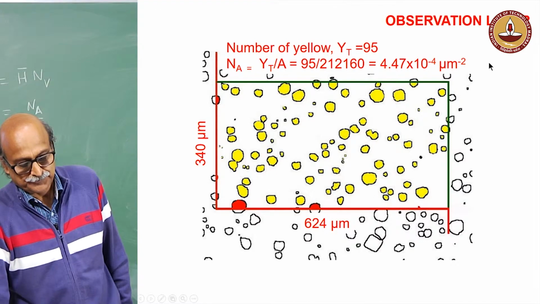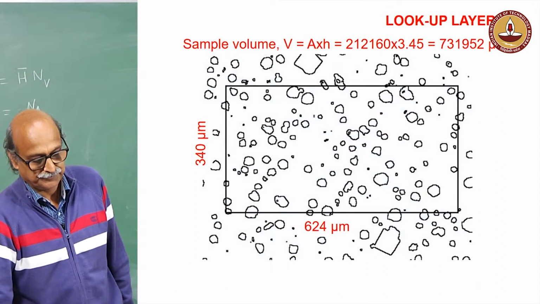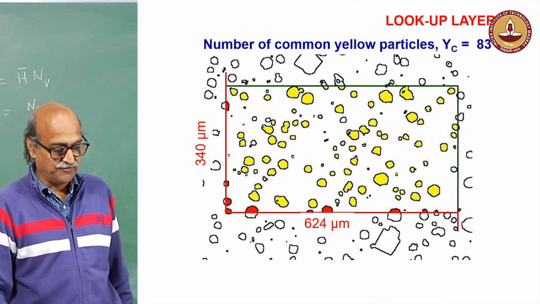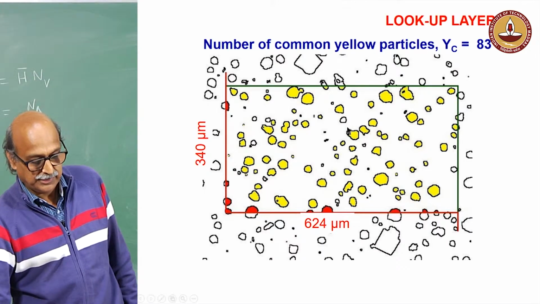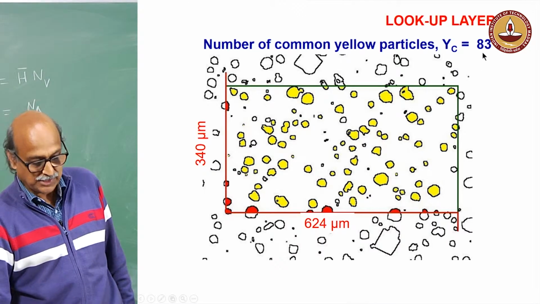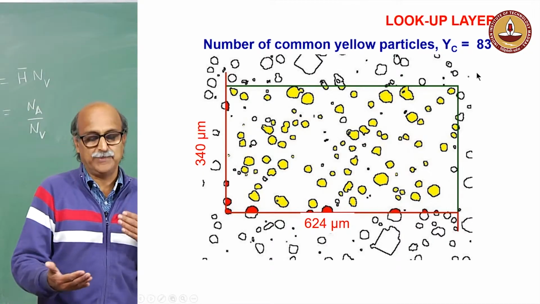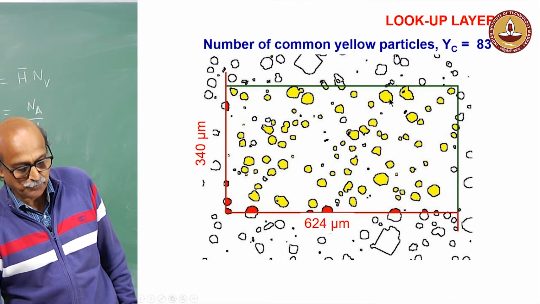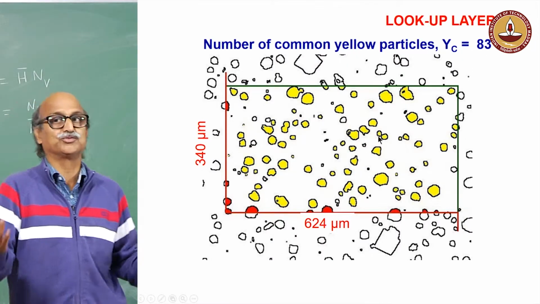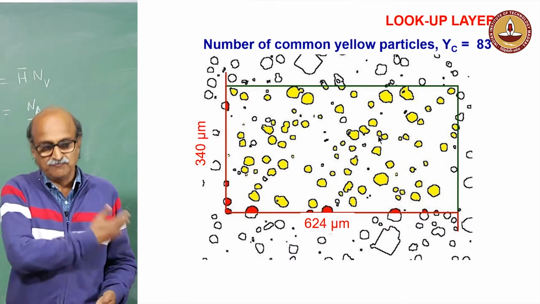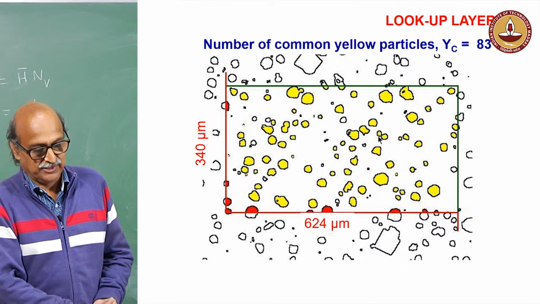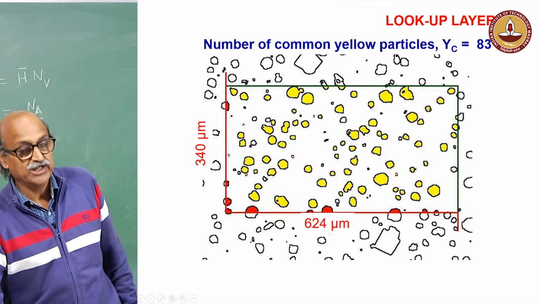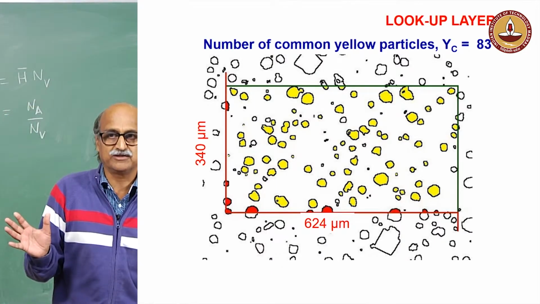Now, go to the lookup layer. We again just reveal the contours, put the counting frame, and again counted only the yellow particles. Now, you have to compare which are the common particles. So, here are the yellow particles which are retained in the count, but they are also common with the observation layer, and they are 83 in number. Okay. And we had a total of, in the observation layer, 95.